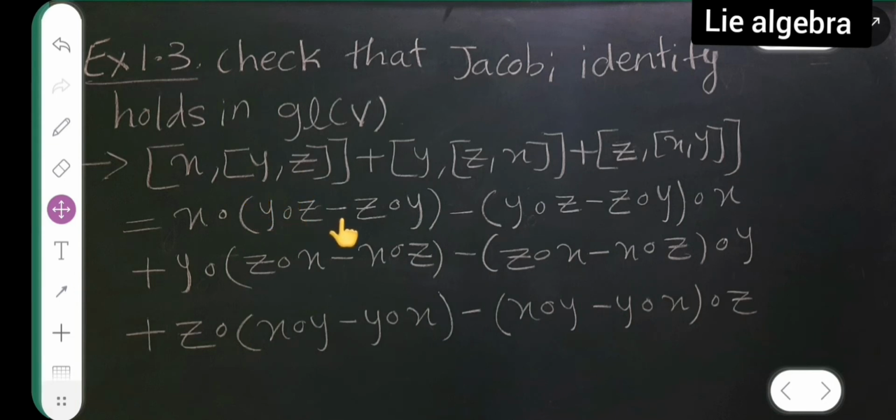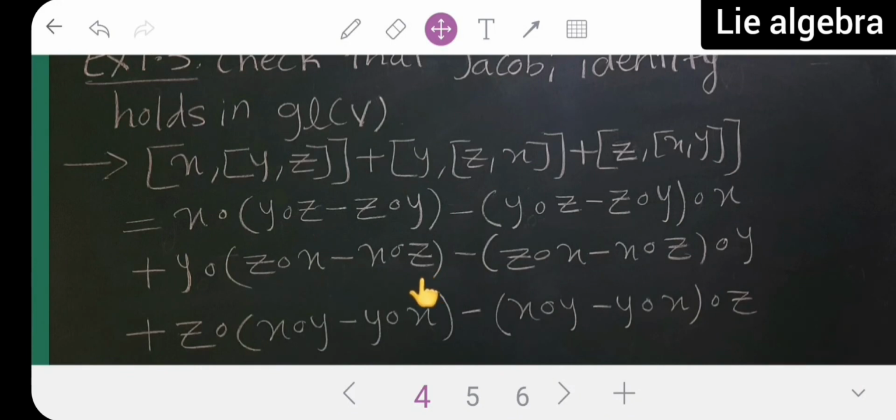Y composite z minus z composite y, right? Then minus, we have to do for this. This composite this, then this composite this. So minus y composite z composite x minus z composite y composite x. So using the definition of composite, now plus, do it for this one similarly: y composite, then z composite x minus x composite z. Minus, similarly do for this one also, minus z composite x.